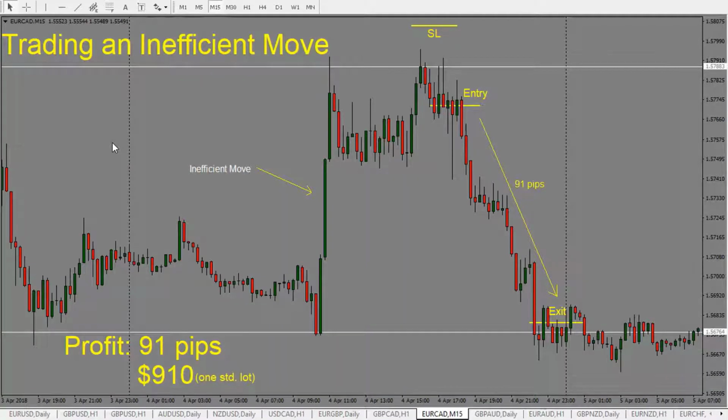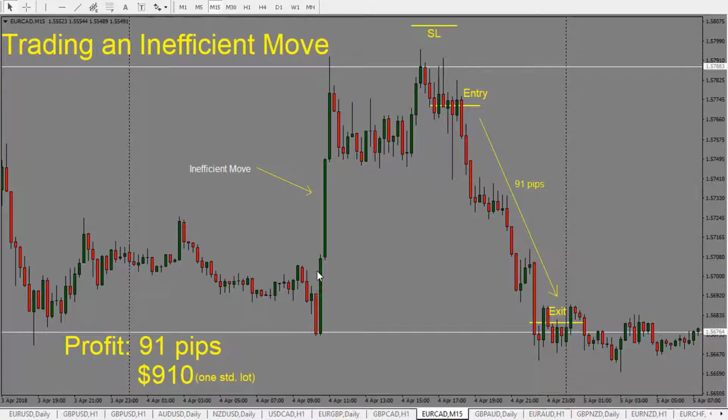Here we're looking at how to trade an inefficient market move. This is EuroCAD 15-minute chart. An inefficient move is when price moves very quickly in one direction. Usually this is caused by either some comments that come into the market and market reacts to that, or some news that comes out and price pushes up quickly.